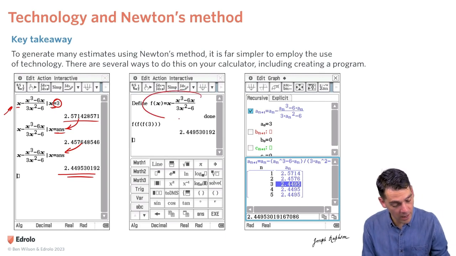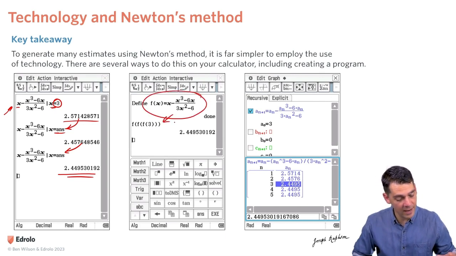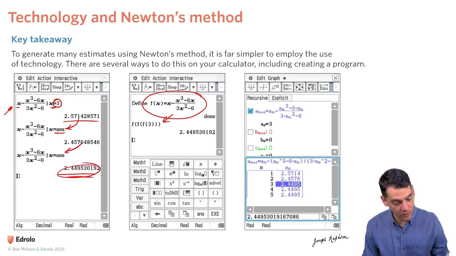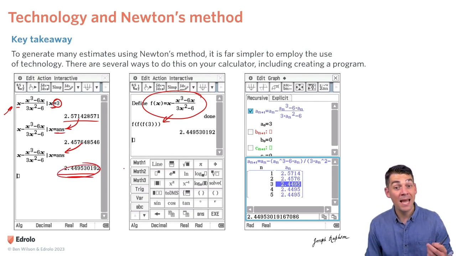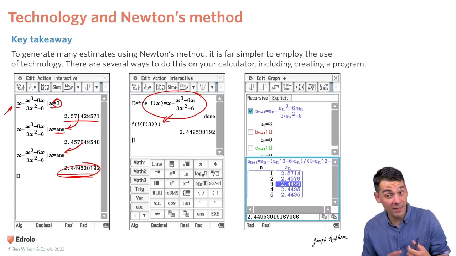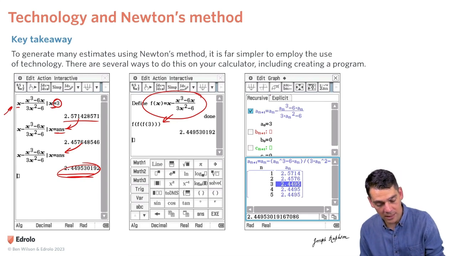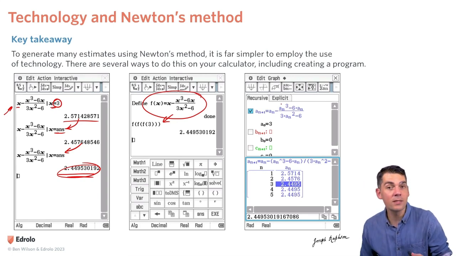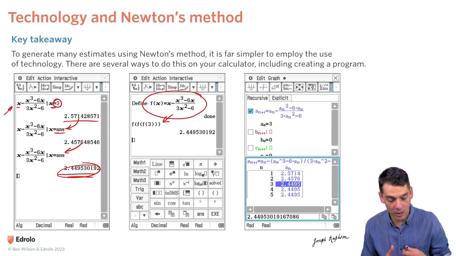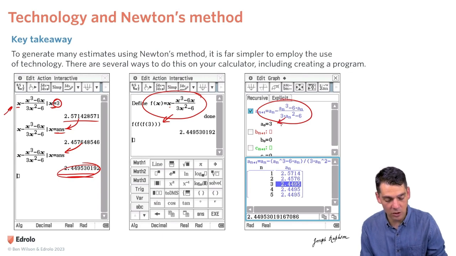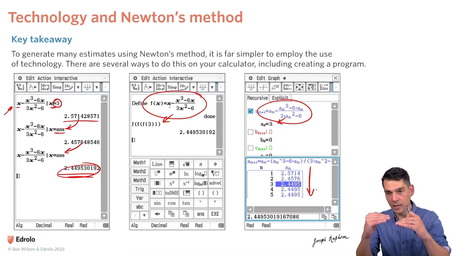Of course, I could define it as a function, because then if I do f of 3, that will get me all the way to this third approximation in the one step. And the other way, the way that I think I'm going to do in the worked example shortly, is to use a sequence. There's a sequence function in the ClassPad, and I can set up my iterative function in here and then use my first guess of 3 and generate a whole table of values so I can look down.